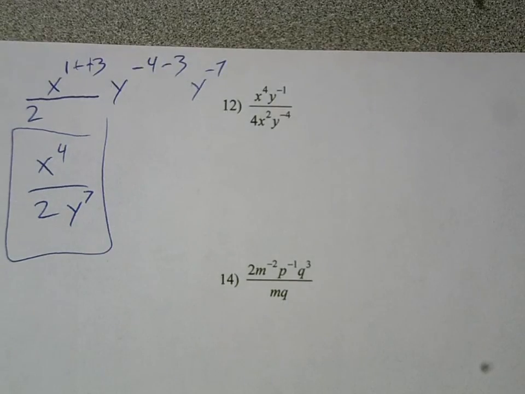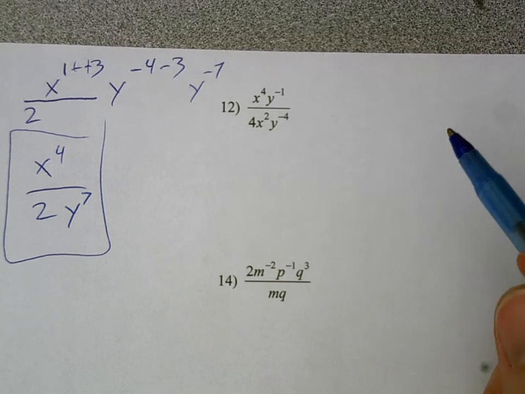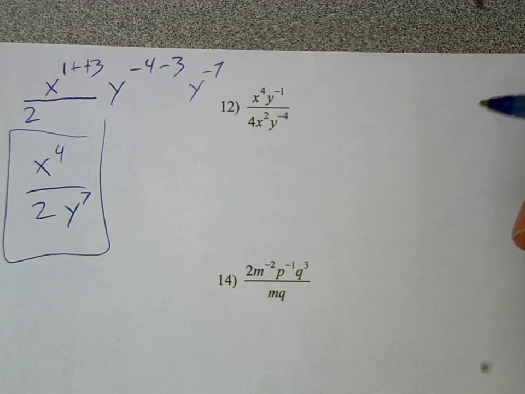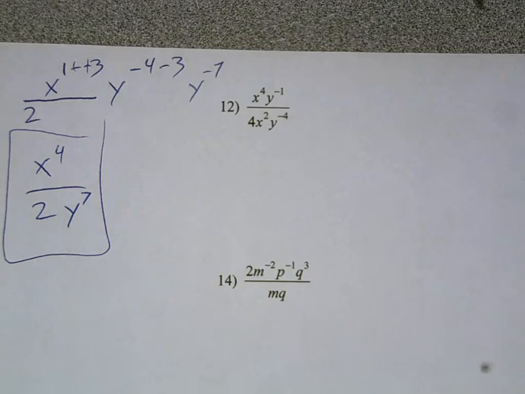Number 12 is going to be real similar, except we've got some negatives here. If I want to fix that, if I want to start off by getting rid of those negatives, I could just switch them right now.